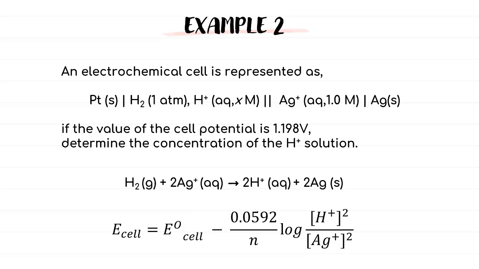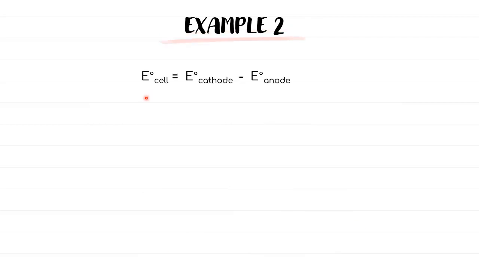From these equations, we already have our E cell of 1.198 volt. We have the number of electrons here, 2, as well as the concentrations of Ag plus of 1 molar. So now we are left with only 2 unknowns of E naught cell and H plus. Part of our Nernst equation just now got standard cell potential. So you could first calculate the standard cell potential by using formula of E naught cathode minus E naught anode, giving a value of positive 0.80 volt.